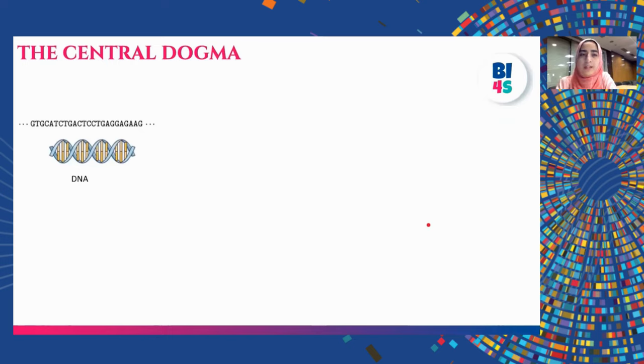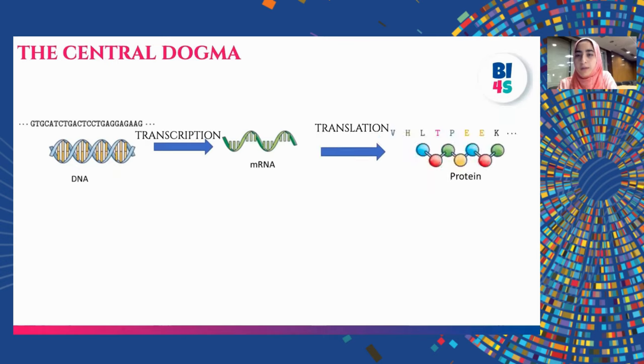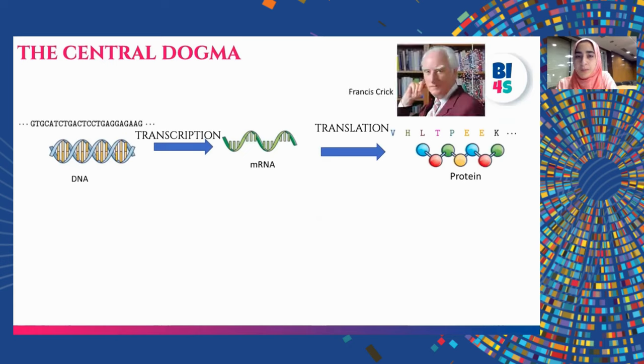Now that we have learned that DNA is our ultimate instruction guide, and that DNA forms mRNA by a process called transcription, which then forms protein by a process called translation. This flow of information from the DNA to the protein is known as the central dogma, and it was given by Francis Crick in 1958.